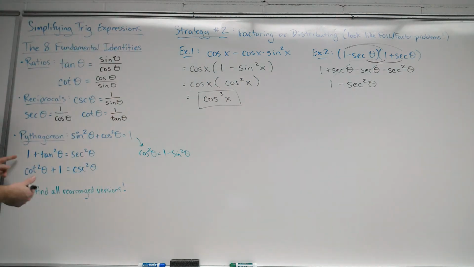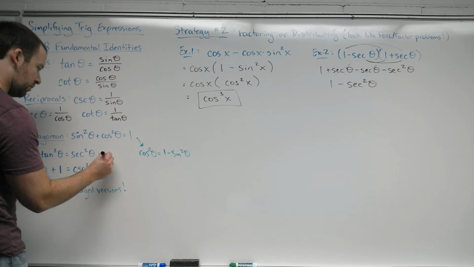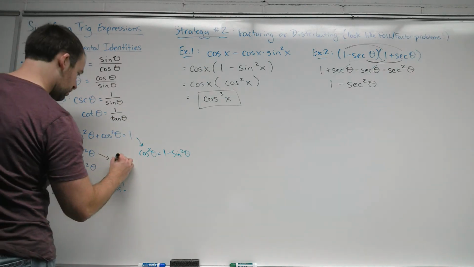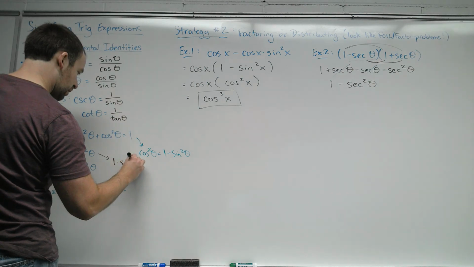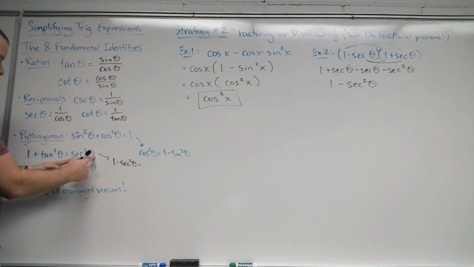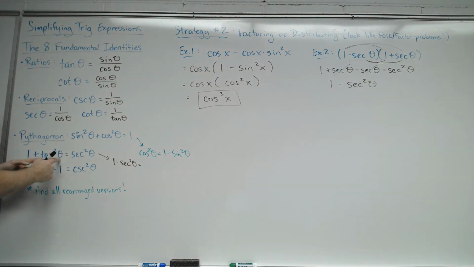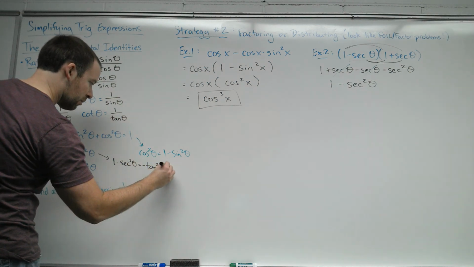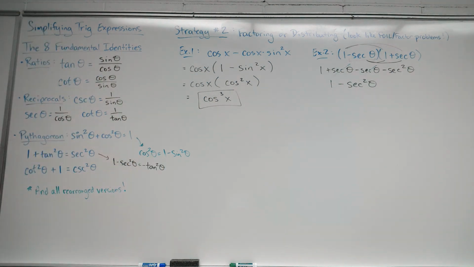Well, let's rearrange it. So to get 1 minus secant squared, I would have to minus the secant squared over to this side. So I'd have 1 minus secant squared. Okay, to get the tangent out of there, I suppose I'd have to take this tangent and subtract it over to the right side. Okay, so I subtracted this over to the left side, so that's gone. Subtract this over to the right side, and I'm going to have negative tangent squared.